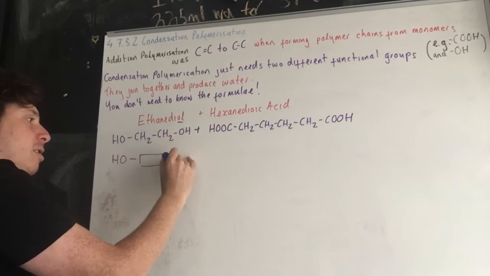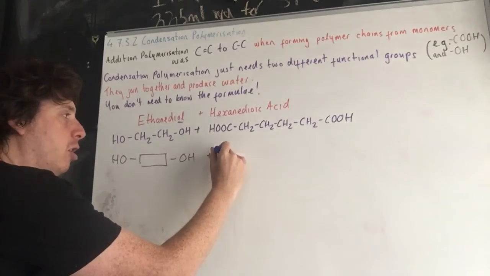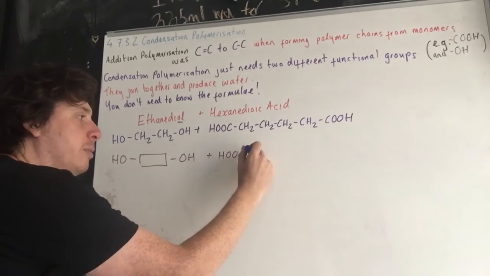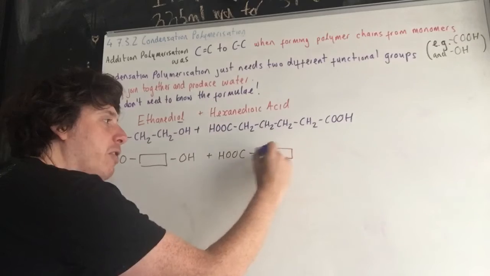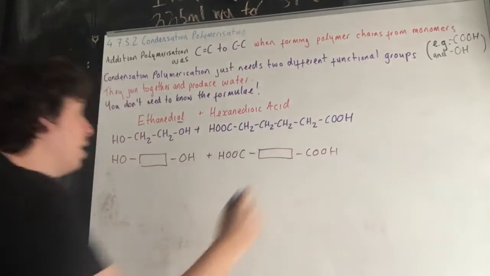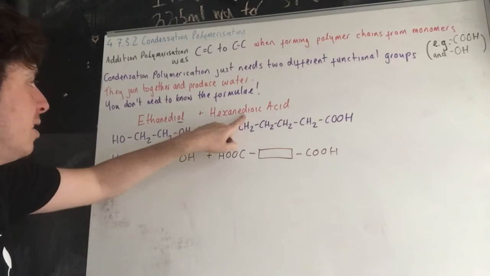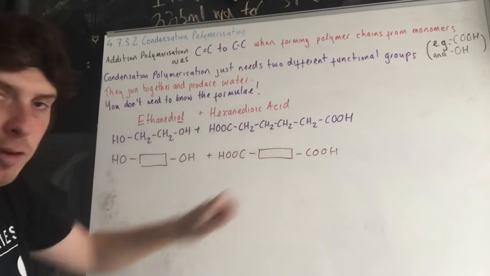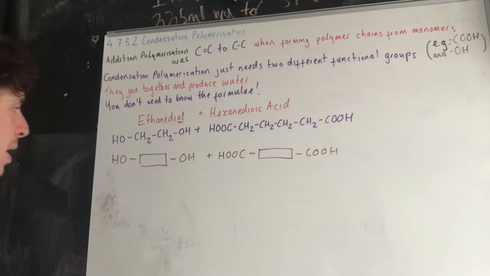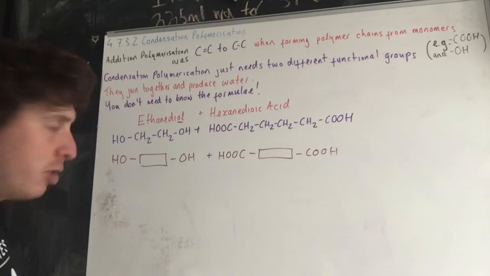Not interested in this, so bye to that. Same for this bit, not interested in the middle, so get rid of all that. We're only interested in the functional groups. Okay, and because this is a diol, there's two functional groups of the alcohol, and because this is a dioic acid, there's two functional groups of there. Nothing that you need to be aware of until you get to your A-levels.